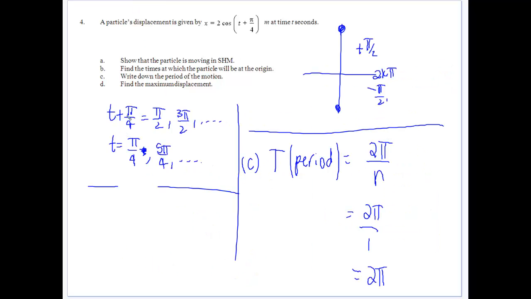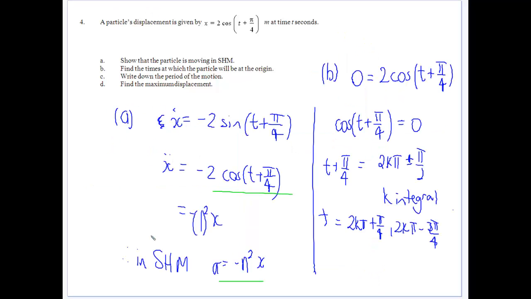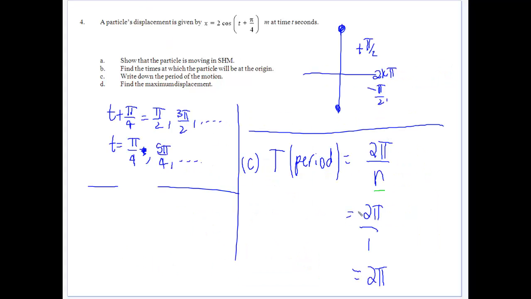So when we've got t plus pi on 4 equal to pi on 2, 3 pi on 2, that gives us t of pi on 4, 5 pi on 4. Write down the period of the motion. The period is going to be 2 pi on n, and the value of n we got from our acceleration, because that's the value we can put in for n there, is 1, so our period is 2 pi.